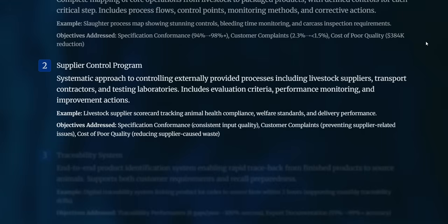Objectives addressed with this output of supplier control program include specifications conformance, which is through consistent input quality, customer complaints through preventing supplier-related issues, and cost of poor quality through reducing supplier-related waste.